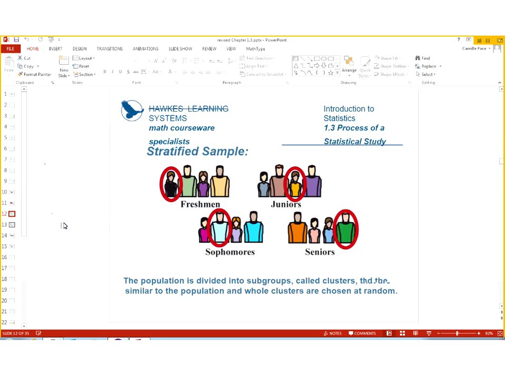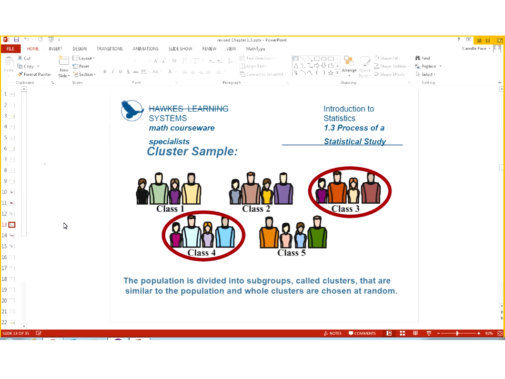Clusters are pretty much like strata, but you break the population into clusters, and then you take whole clusters. So look, they took class 3 and 4 as opposed to 1 person from each class. That's the difference between clusters and stratified.